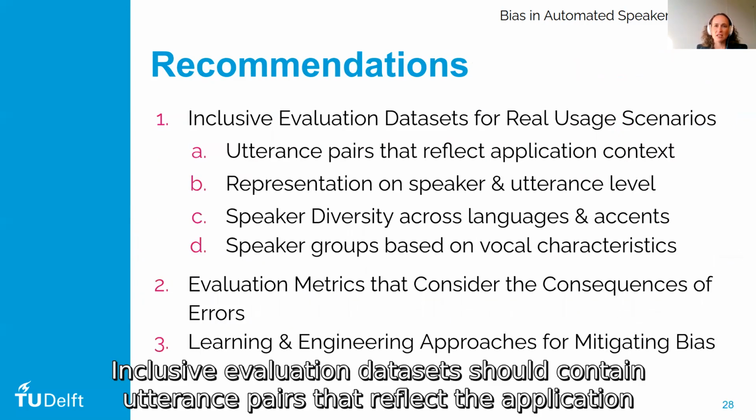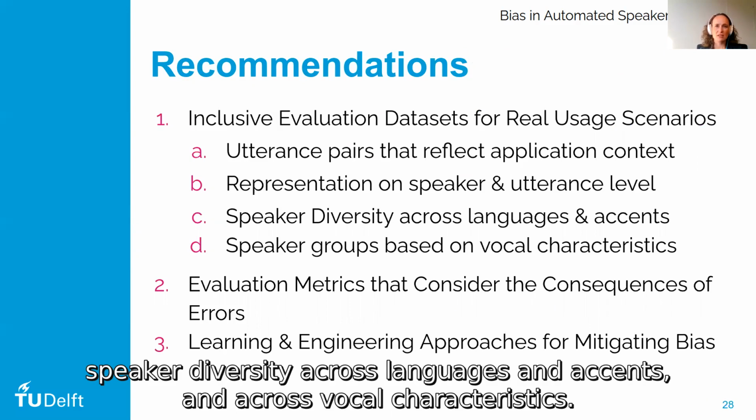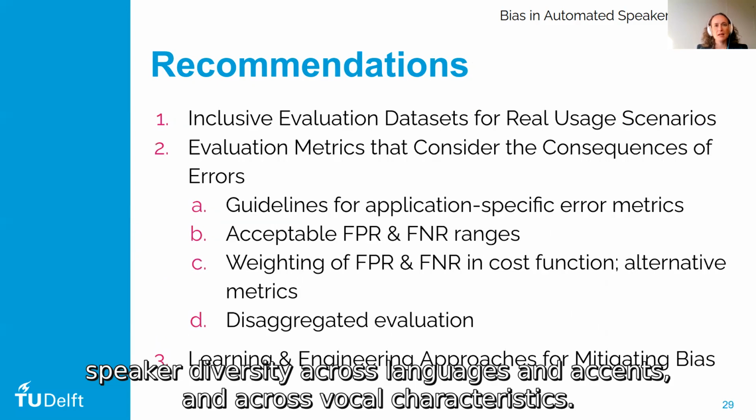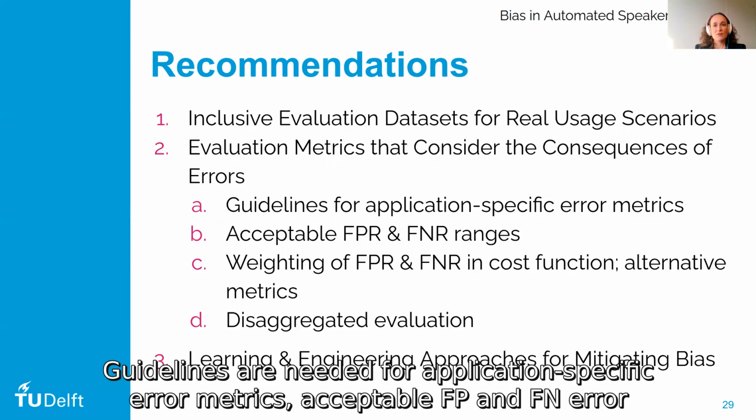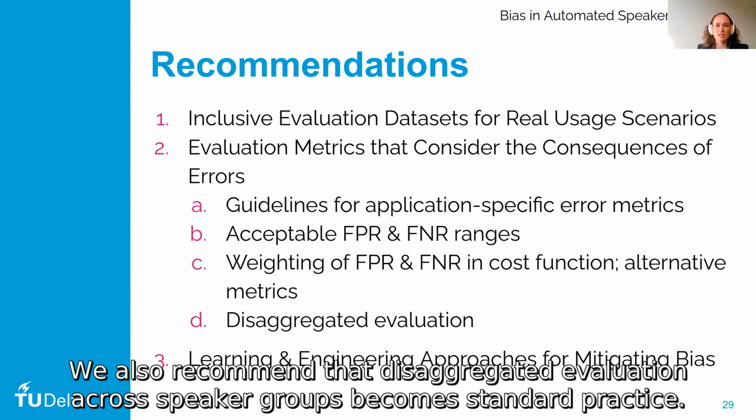Inclusive evaluation datasets should contain utterance pairs that reflect the application context, sufficiently represent speaker groups on a speaker and utterance level, and consider speaker diversity across languages and accents and across vocal characteristics. Guidelines are then needed for application-specific error metrics, acceptable false positive and false negative error rate ranges, for weighting error rates in the cost function, and using alternative metrics. We also recommend that disaggregated evaluation across speaker groups becomes standard practice.